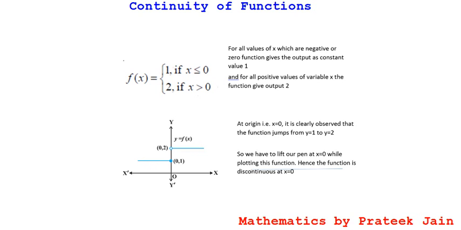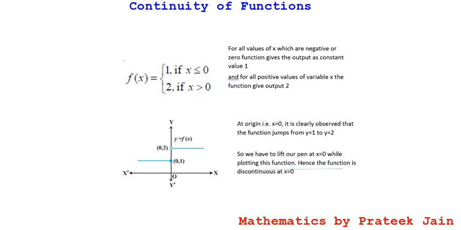This was a graphical method to understand the continuity of function. One more thing is that the function is continuous for all negative values of x and the function is continuous for all positive values of x, but the function is discontinuous at x equals 0 since the pen has to be lifted in order to draw the graph of the function at x equals 0.